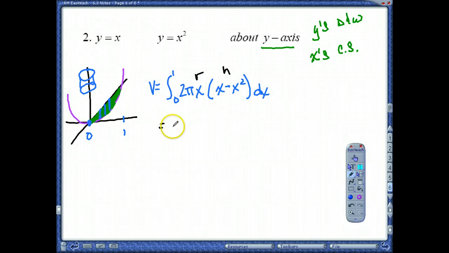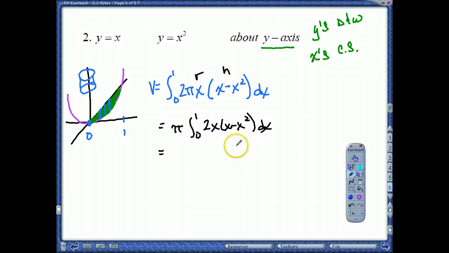No need to simplify anything if you're putting it in the calculator. I would go ahead and take my pi out, but there's no need for you to multiply anything together. Plug it in your calculator. Don't forget to put your pi back. Your answer is pi over 6.